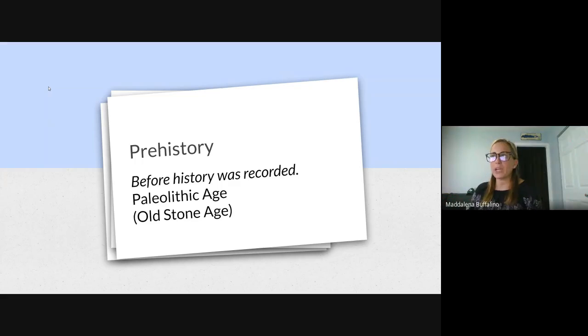So you are writing down prehistory, and then you are going to stay on your notebook because we are going to be using it to take notes on slide 5.